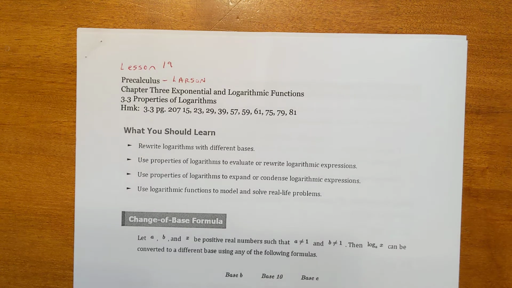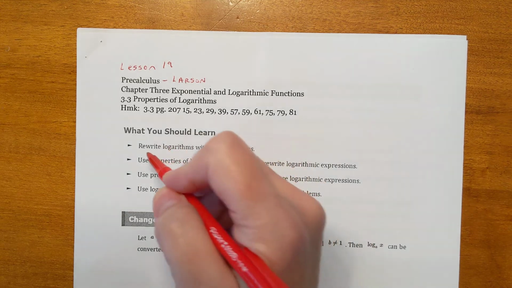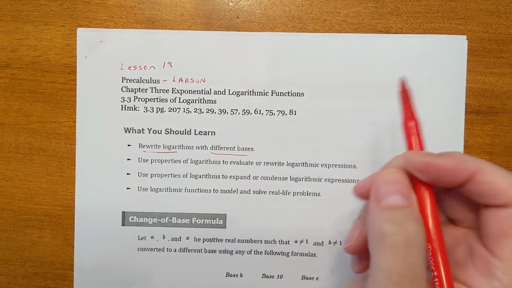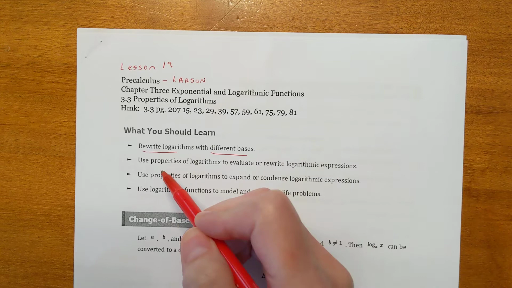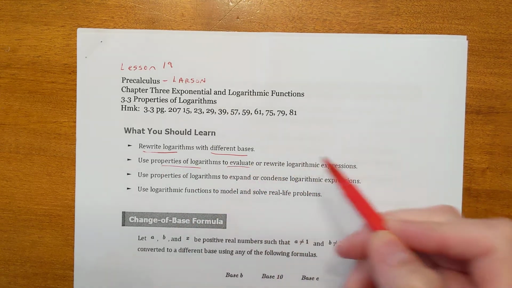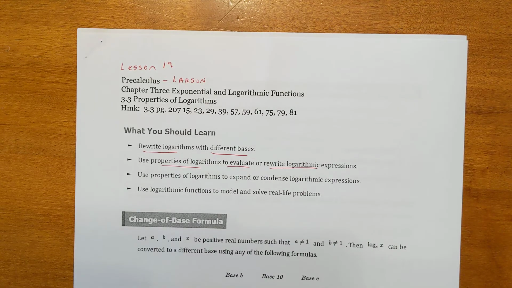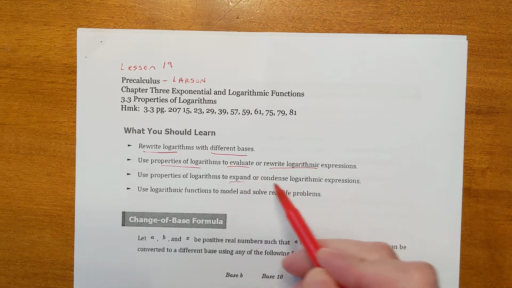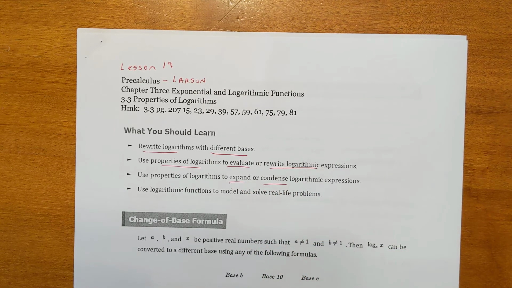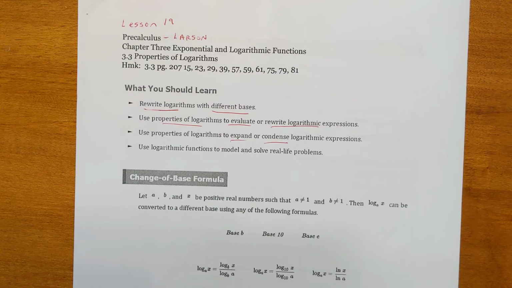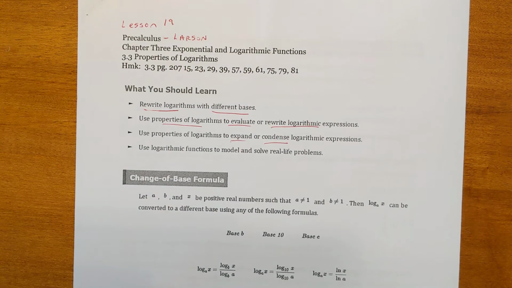Welcome back. We're on lesson 19 of Precalculus, Properties of Logarithms, Chapter 3, Section 3 in a book by Larson. What we're going to learn today is how to rewrite logarithms using different bases, use properties of logarithms to evaluate, which means find a number and answer, or to rewrite logarithmic expressions, use properties of logarithms to expand or condense logarithmic expressions, use logarithmic functions to model and solve real-life problems.